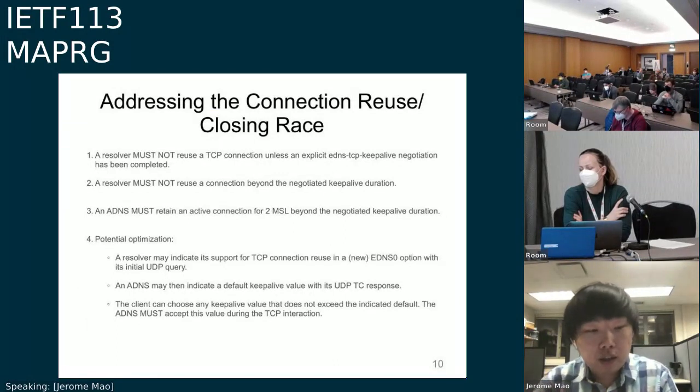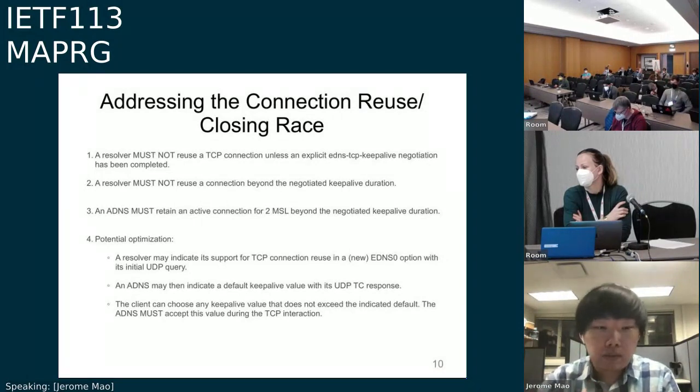And also, because DNS over TLS explicitly borrows the connection management policy from DNS over TCP, we hope that DNS over TLS can also benefit from these updates.